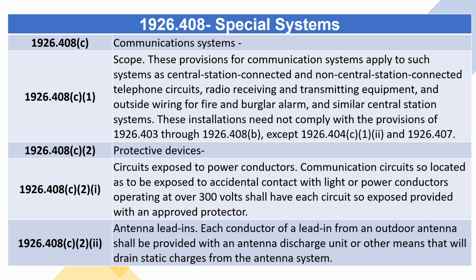1926.408(c)(2) Protective devices. 1926.408(c)(2)(i) Circuits exposed to power conductors. Communication circuits so located as to be exposed to accidental contact with light or power conductors operating at over 300 volts shall have each circuit so exposed provided with an approved protector. 1926.408(c)(2)(ii) Antenna lead-ins. Each conductor of a lead-in from an outdoor antenna shall be provided with an antenna discharge unit or other means that will drain static charges from the antenna system.